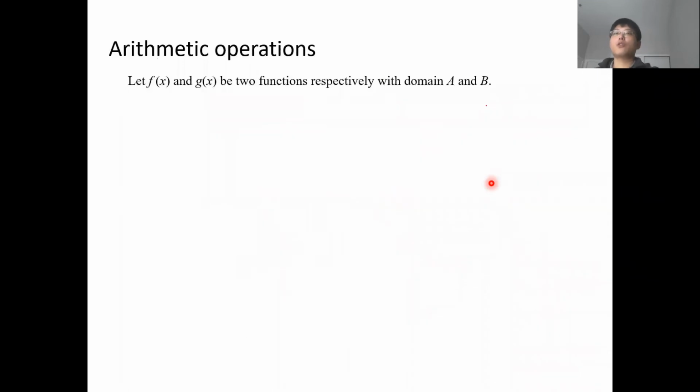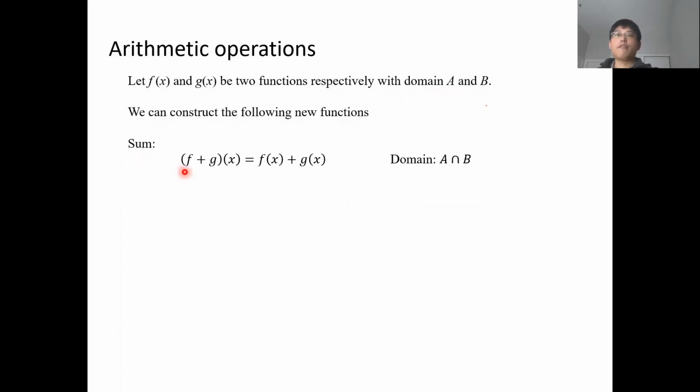Now let's consider the arithmetic operations. This is another way of obtaining new functions from old ones. Let f of x and g of x be two functions with domains A and B respectively. We can construct the following new functions. The first one is the sum function. f plus g of x is simply defined to be f of x plus g of x.